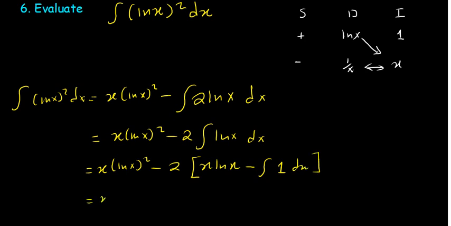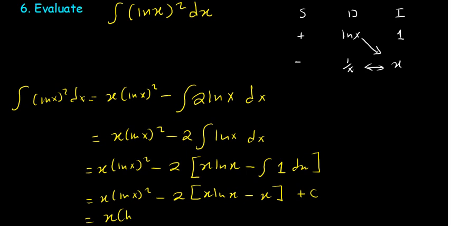So that is going to give x natural log of x squared minus 2x natural log of x minus the integral of 1, which is x. All we do is add the constant c, and we can distribute the 2, so that will be x natural log of x squared minus 2x natural log of x. This is a negative and we have a negative inside, that becomes a positive, so that will be positive 2x, and then plus c, which is a constant. So that is going to be the integral for natural log of x squared.